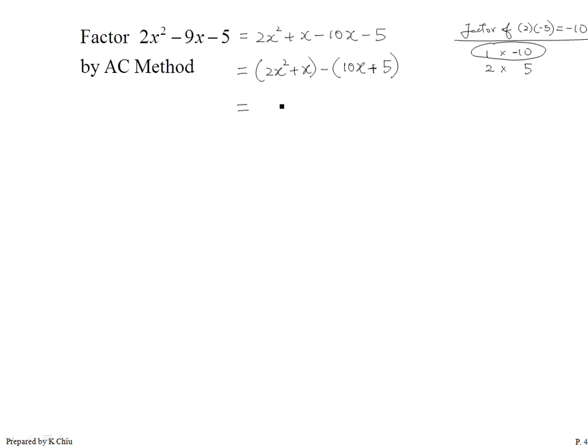From the first group, I have x times 2x plus 1. From the second group, I can factor out the 5. So I have 5 times 2x plus 1. Finally, two terms. And in these two terms, I have 2x plus 1 as the common factor. So I have this. Okay.